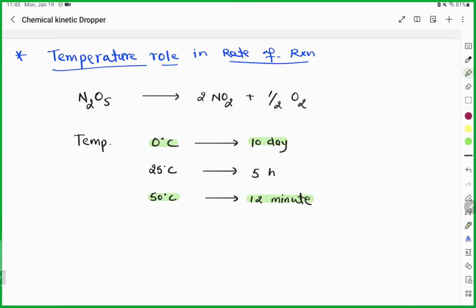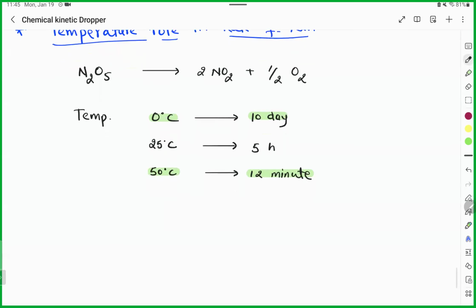Just imagine room temperature. It was taking 5 hours to break down the N2O5. But at 0 degrees Celsius, it takes 10 days. Same thing you are doing in the case of a refrigerator. Food that spoils or turns rancid in 5 hours will, at 0 degrees Celsius or at very low temperature, take 4-5 days. Make sense? That is the ultimate thing we are doing here. And based on this data, we come to the conclusion that if you increase temperature by 10 degrees Celsius.